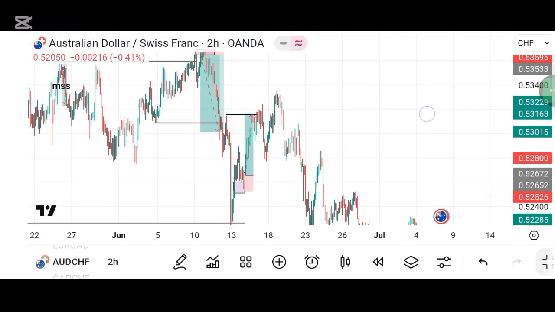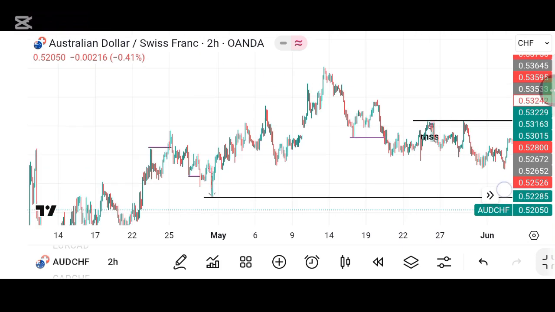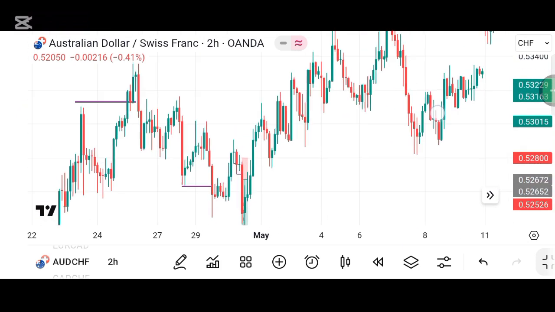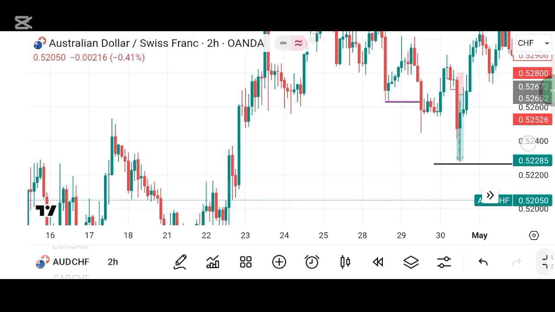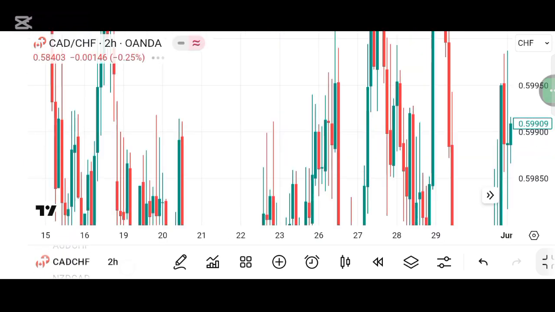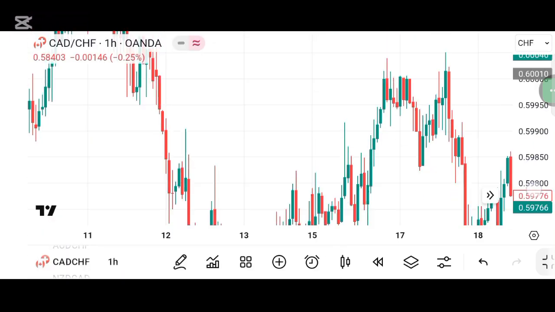So you see here, did I take any trade here? So see, this one is not really visible. Let me check other pairs also. CADCHF. Let me go to 1 hour so I can show you also.